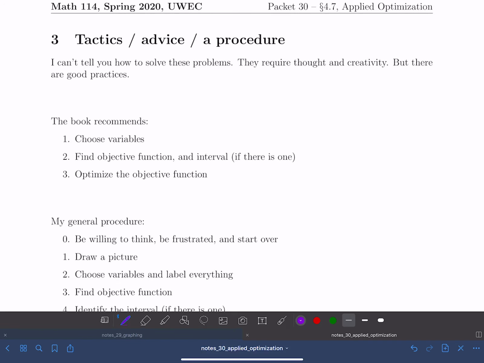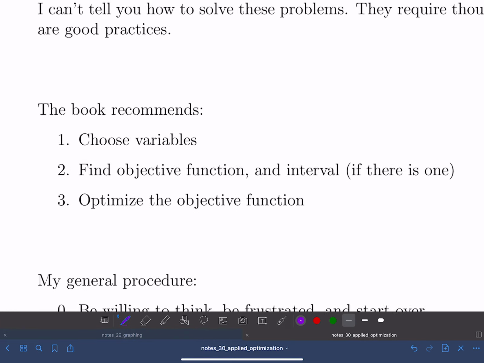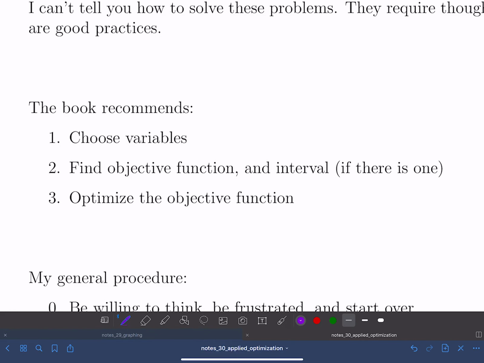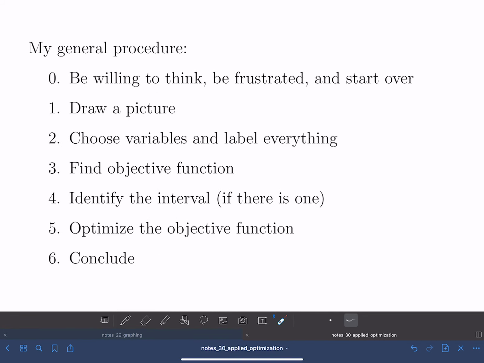The book recommends a general 3-step process. Choose variables, find an objective function, and possibly an interval if there is one. And then 3, finally, optimize the objective function. My procedure is a bit finer in terms of steps. I suggest these 6 steps to you. Step 0. Be willing to think. Be willing to be frustrated and be willing to start over. And then, if you allow yourself to do that, you have the freedom to do the following.